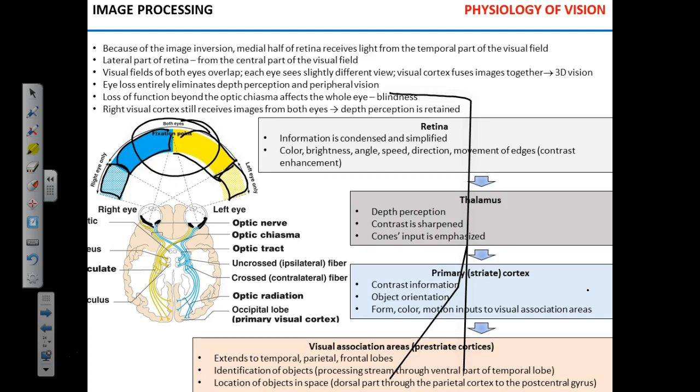If the person loses the eye due to trauma or accident or something, eye loss completely and totally eliminates depth perception because there is no overlap. Do you see what I'm trying to say?